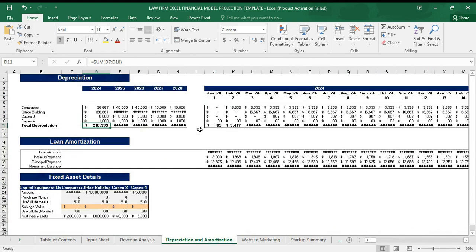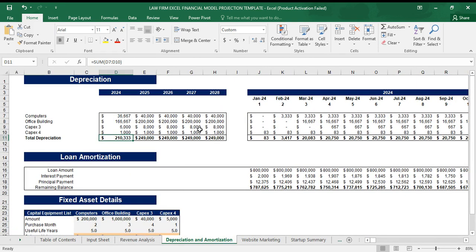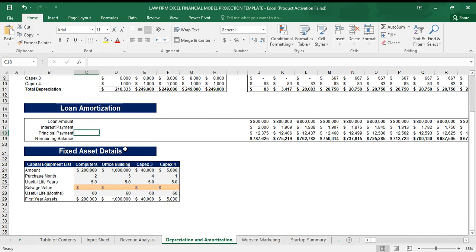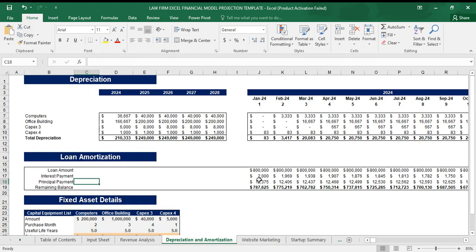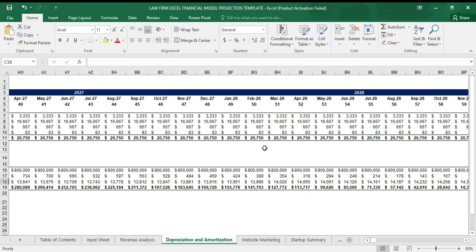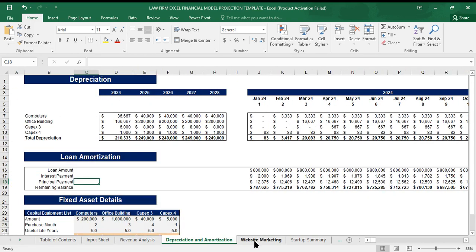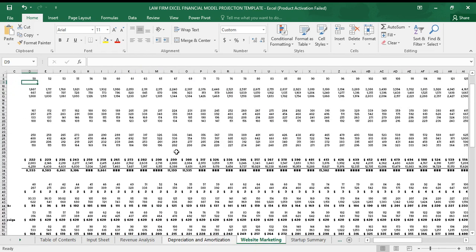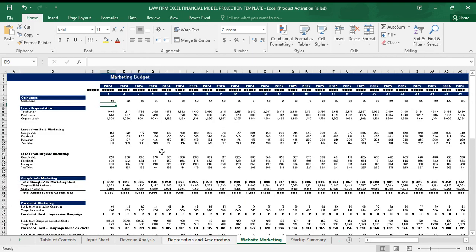Now this is the depreciation and loan amortization sheet where we have calculated the depreciation for each type of fixed asset and the principal and interest payments for each type of loan. And this is monthly. The total number of months in this model is going to be 60 because this is a 5-year projection model.